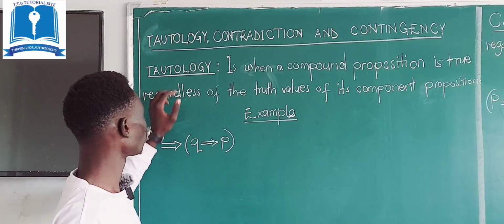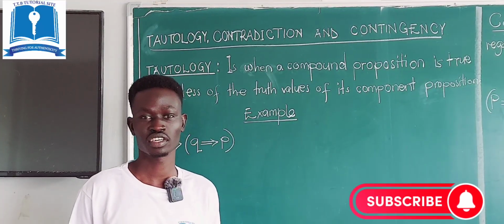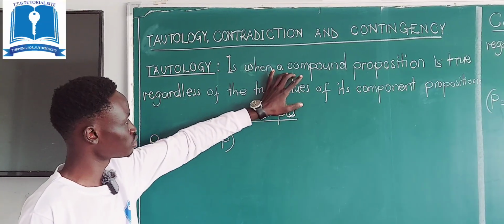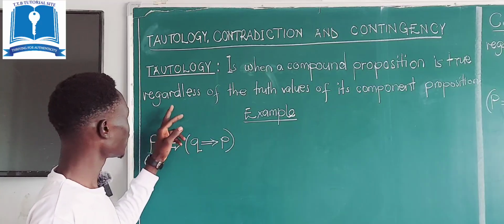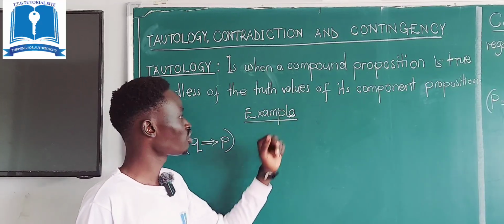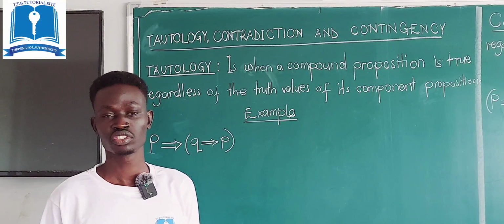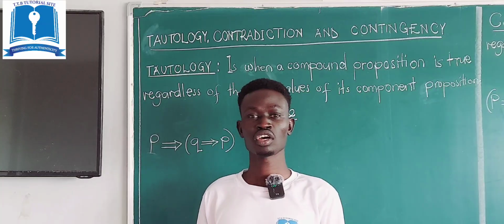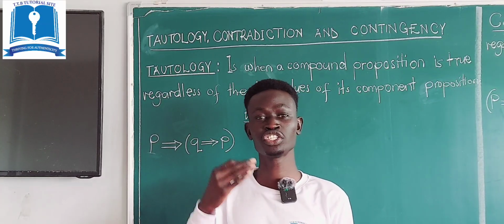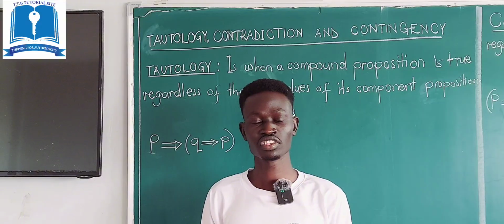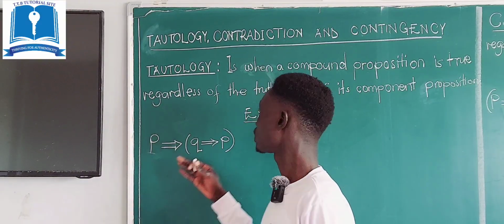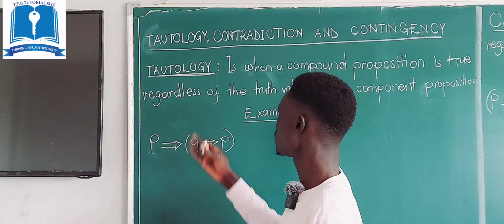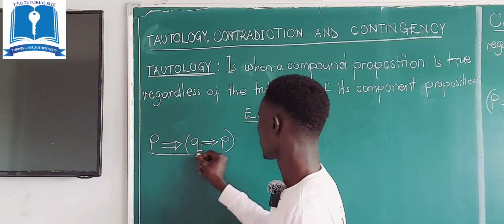So we'll start with tautology. Tautology is very simple. We just need to understand the definition. Tautology is when a compound proposition is true regardless of the truth values of its component propositions. So if you have a proposition that is true regardless of its components, then that kind of proposition is called a tautology.